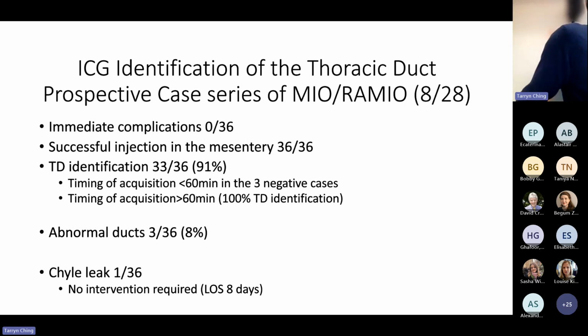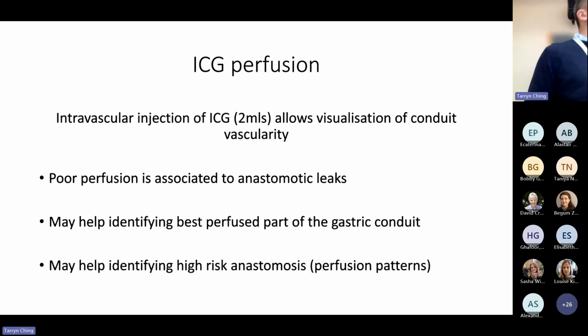An abnormal duct was seen in 3 patients out of 36, and this 8% is very, very close to the incidence of chyle leaks, suggesting that it is all accessory duct rather than direct injury. And in this series of 36 cases, there was 1 chyle leak that didn't need any intervention.